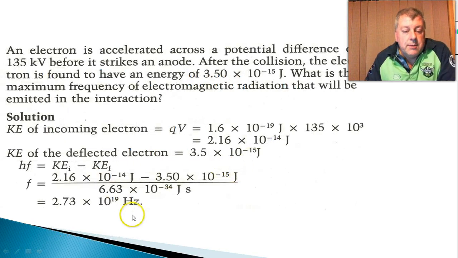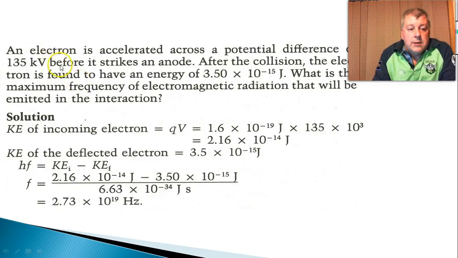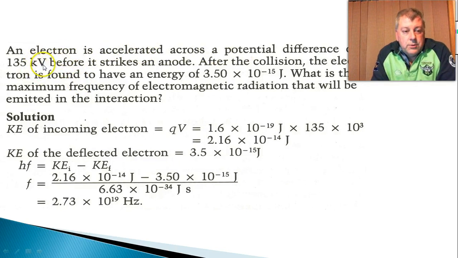Now let's do an example question related to X-rays. An electron is accelerated across a potential difference of 135 kilovolts. So that's the accelerating voltage before it strikes the anode. After the collision, the electron is found to have an energy of this many joules. What is the maximum frequency of the electromagnetic radiation that will be emitted?